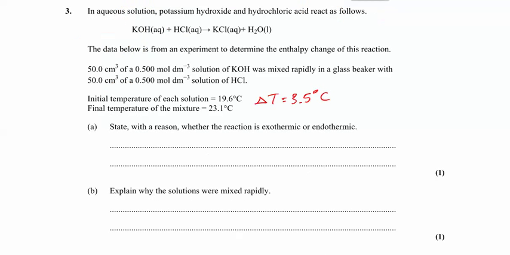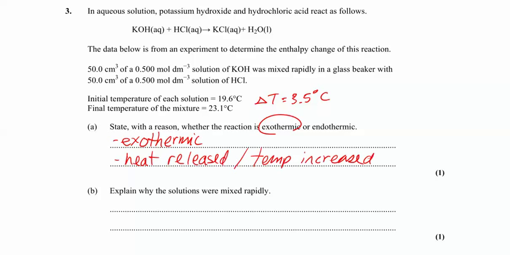Okay, well for this one here, the temperature increases by 3.5 degrees, so obviously then it's exothermic. And again, it's exothermic because heat was released, which is why the temperature increased. And that's all the marks for that question.